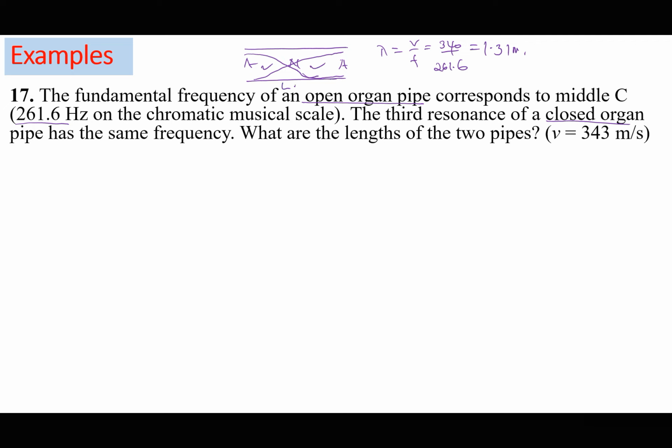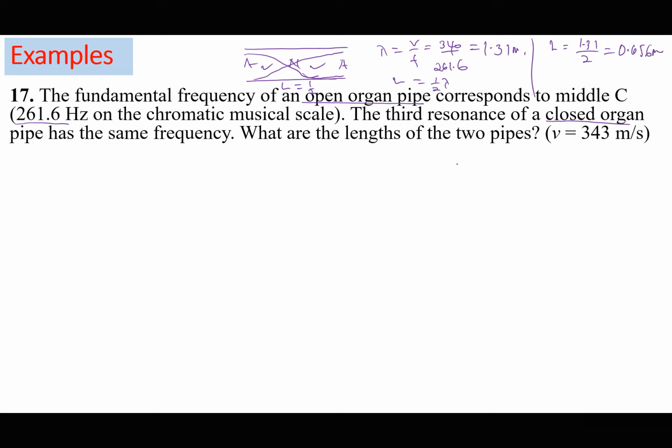Remember, this here is a quarter plus a quarter. So the length is a quarter plus a quarter, which is half of the wavelength. So for the open pipe, L is equal to half of the wavelength, which means the length is 1.31 divided by 2, which is 0.656 meters.